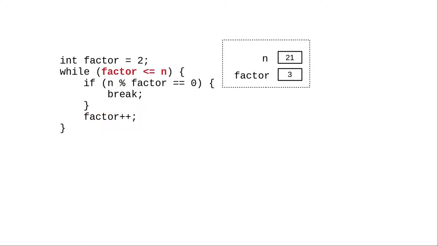We come back to the condition. 3 is less than or equal to 21. 21 is divisible by 3. That ends our loop. And the correct answer is that the smallest factor of 21 is 3.